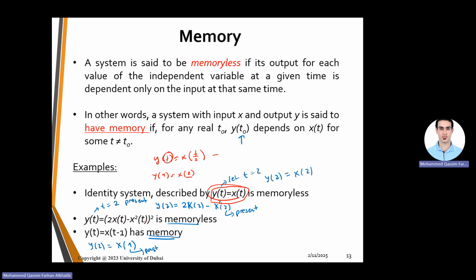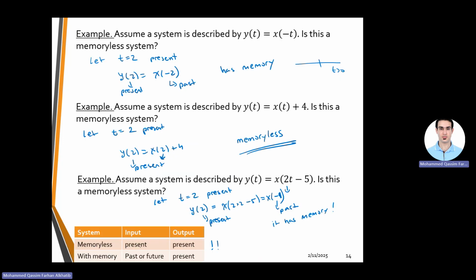All right, and that's it about memory, something quite basic. Assume that the system is described by y of t equals x of negative t. What do you think the system is going to be, memory or memoryless? Just substitute any value. y of 1 equals x of negative 1. So that's a point in the past. So in this case, the system has memory. All right, so that's the conclusion there.